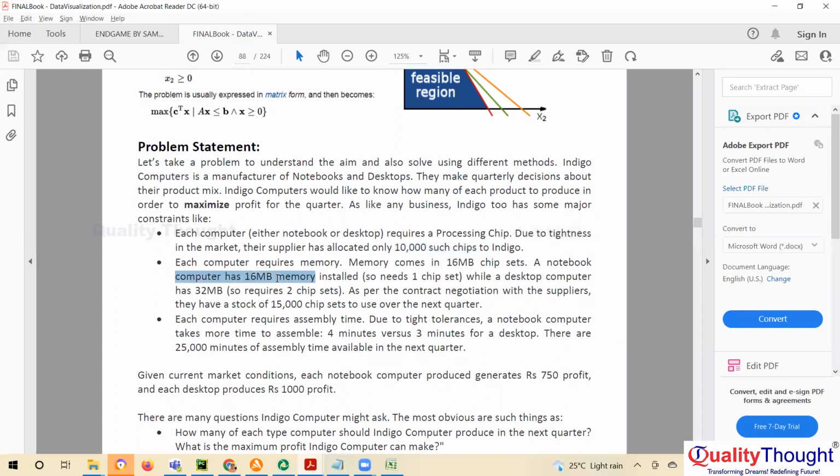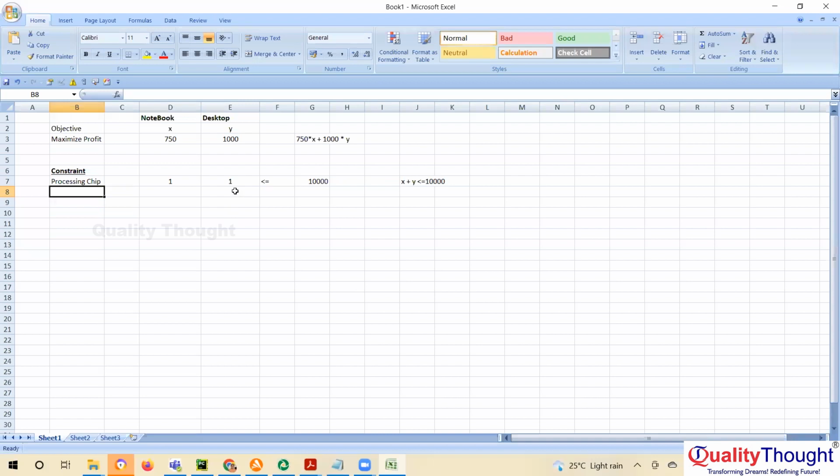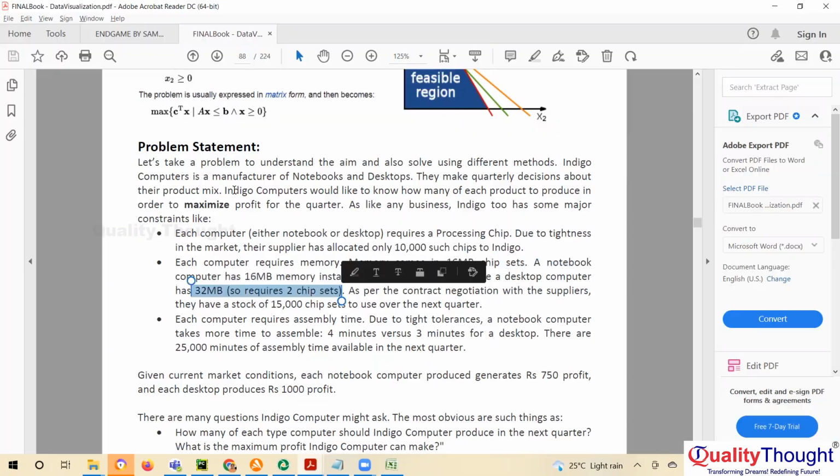The second constraint says each computer needs memory. They have a 16 MB chipset, very old problem. So memory comes with 16 MB chipset. A notebook needs 16 MB, but a desktop needs 32 MB, so we need 2 times. So your desktop needs 2 chipsets, 2 memories. A notebook needs 1. And this total is again less than or equal to 15,000. So you have 15,000 in your stock.